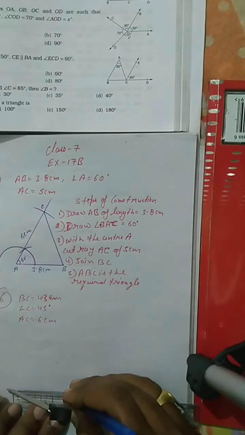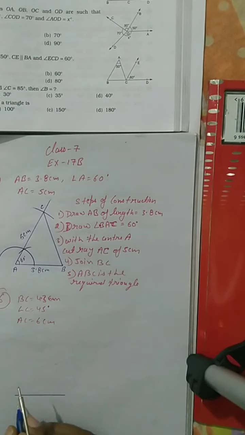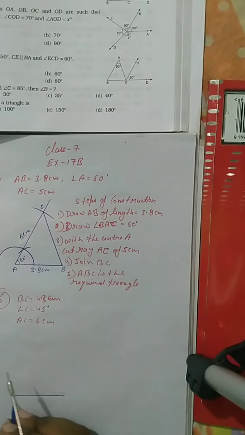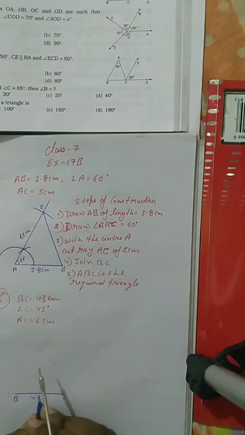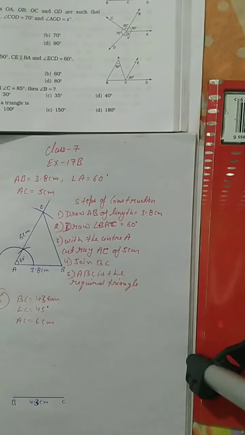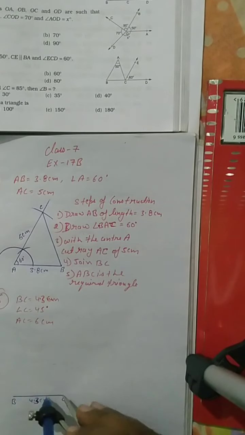This is your 4, then 1, 2 and 3. Draw a line of 4.3 centimeter and name it B and C. 4.3 centimeter is your line. After that, you have to draw an angle of 45 degree from C.